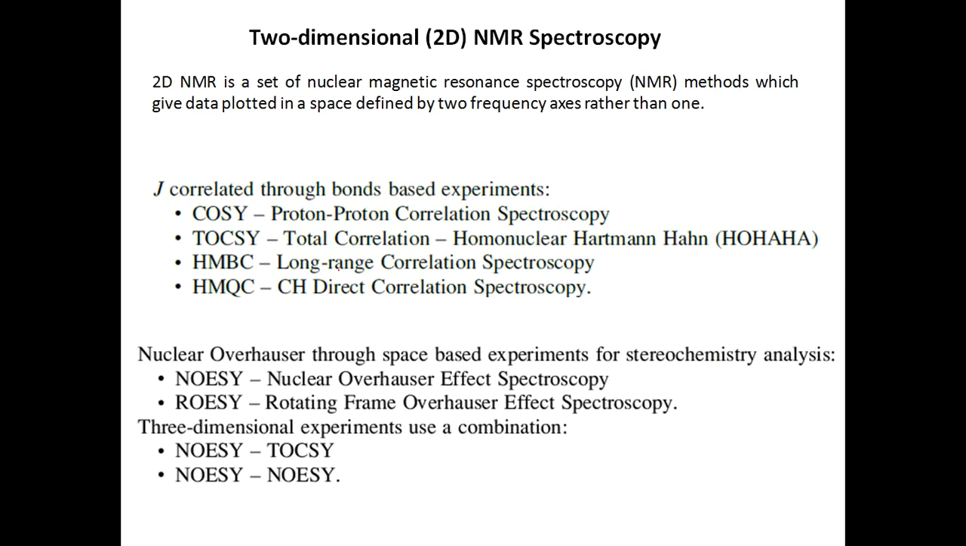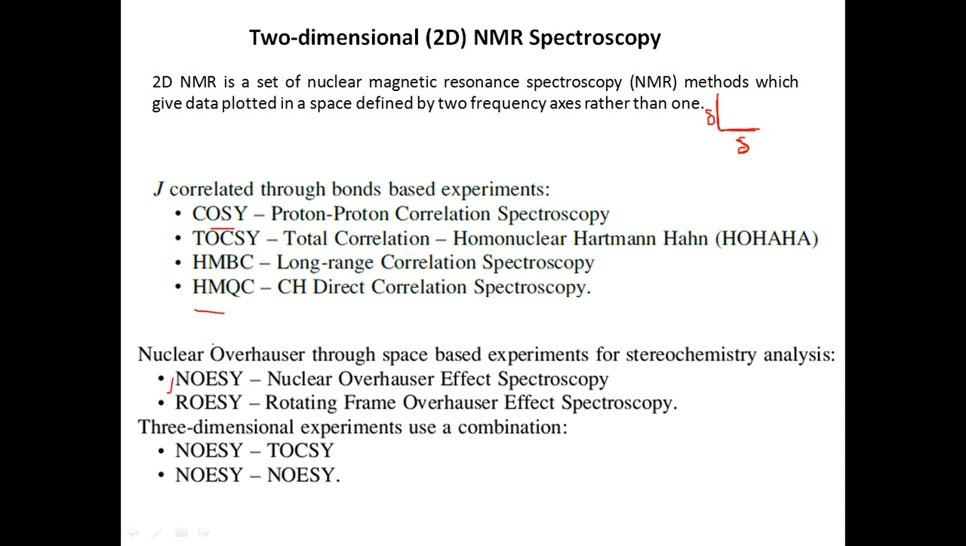The other spectra is the two-dimensional spectra, which is also used in pharmaceutical analysis. Now, 2D NMR is a set of nuclear magnetic resonance spectroscopy methods, which gives data plotted in a space defined by two frequency axes. On both frequency axes you have chemical shift values, and you try to correlate between the proton values. There are different methods, like COSY, that is proton correlation spectroscopy, total correlation spectroscopy, long range correlation spectroscopy, and others. So these are all different methods of 2D NMR.